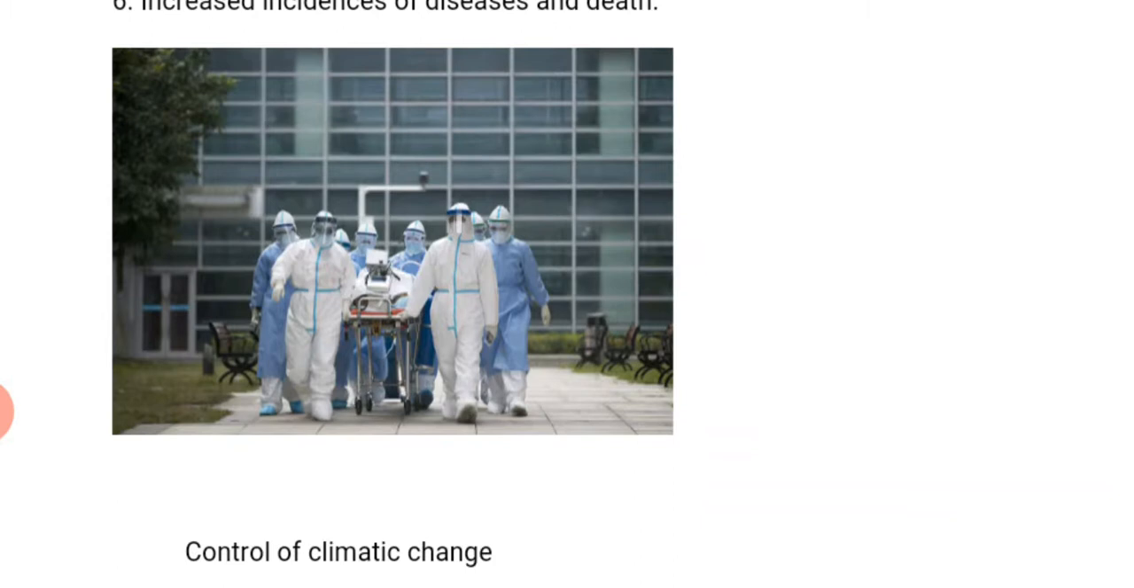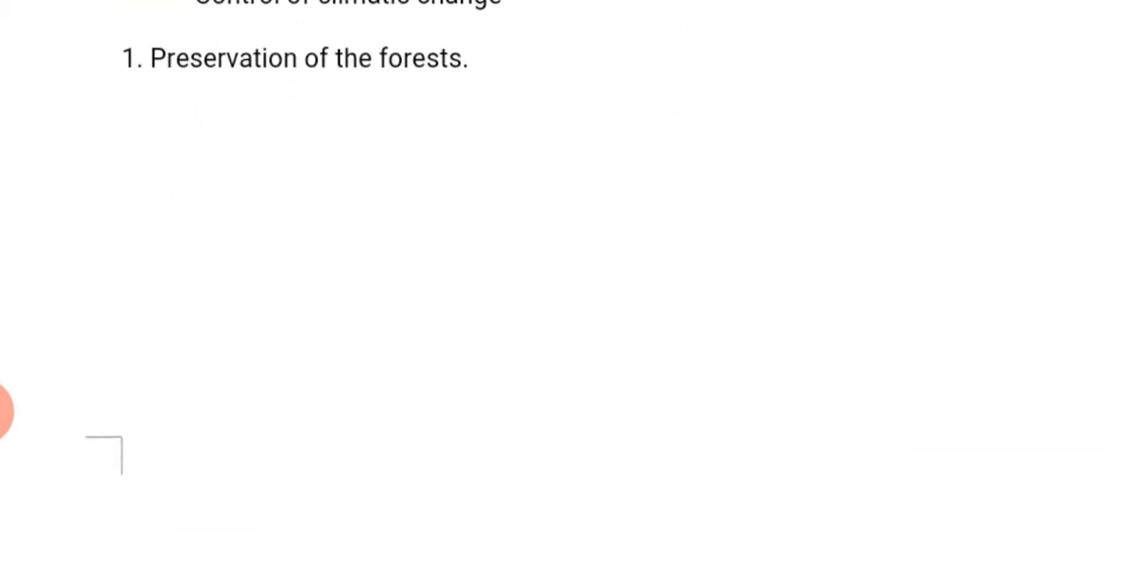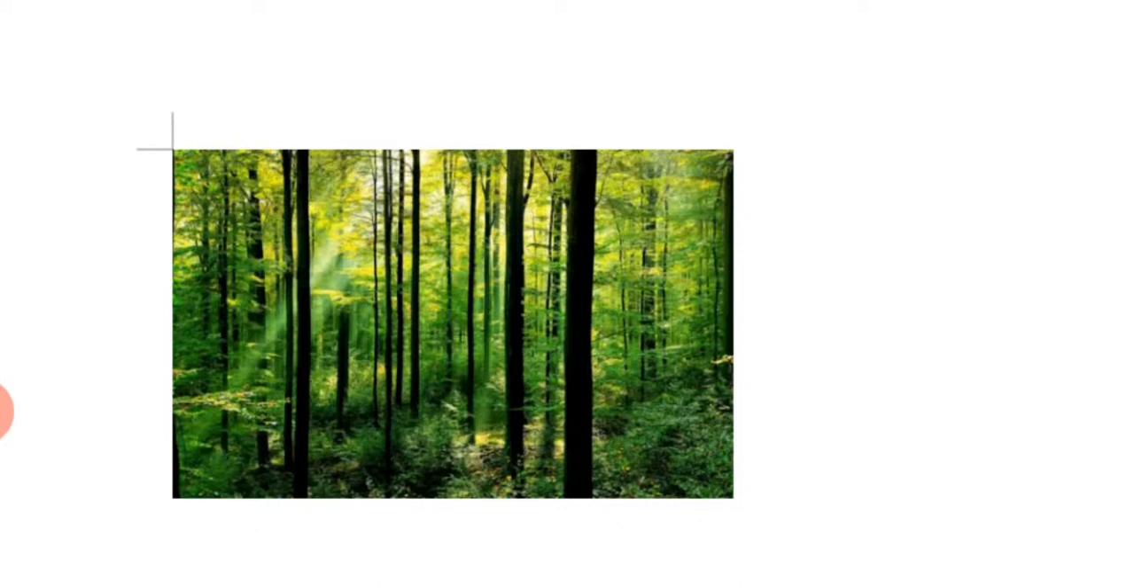This one will lead us to control of climatic change. How do we control climatic change? In order not to allow those aforementioned effects to happen or to occur. 1. Preservation of forests. That is, we make sure that our forests are reserved. We don't just go to the forest and cut down the trees anyhow. If at all we want to make use of trees, immediately you cut one, you plant 2. In order to what? For the one you plant to replace the one you cut.